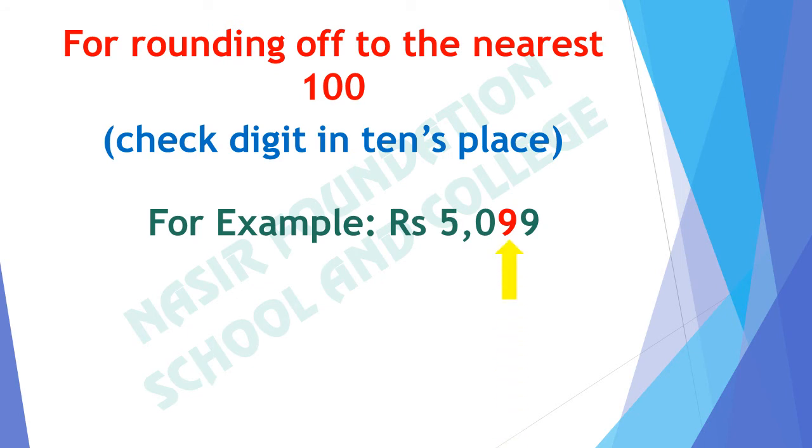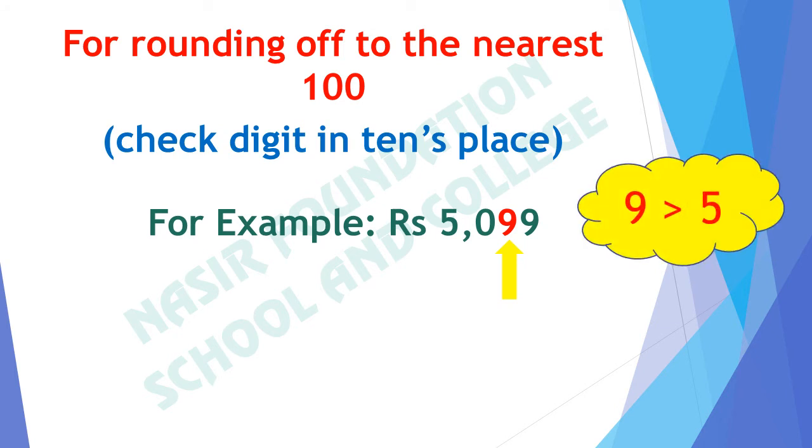Now we will compare it with 5 and 9 is greater than 5. It means the digit in hundreds place will round up and all the digit on the right hand side will become 0. Rupees 5,099 will become rupees 5,100 if we round off this amount to the nearest 100.